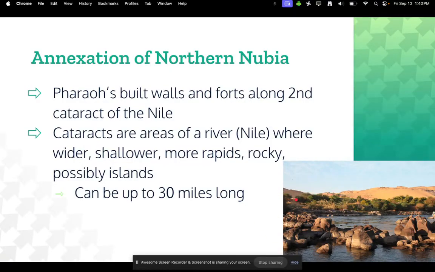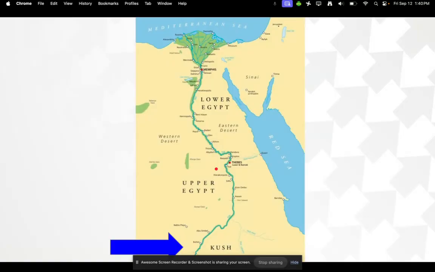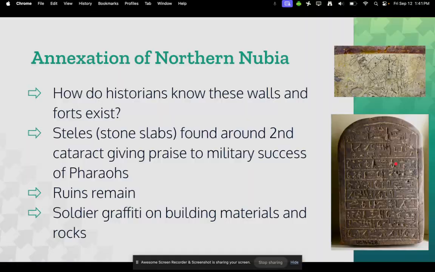Most rivers have cataracts, even the Mississippi has cataracts as well. And cataracts can be up to 30 miles long. So here on the map, there's a bunch of different cataracts. So like this is the first cataract. Down here at the very, very bottom is going to be the second cataract, right down here in Kush, which is part of Nubia, by the way.